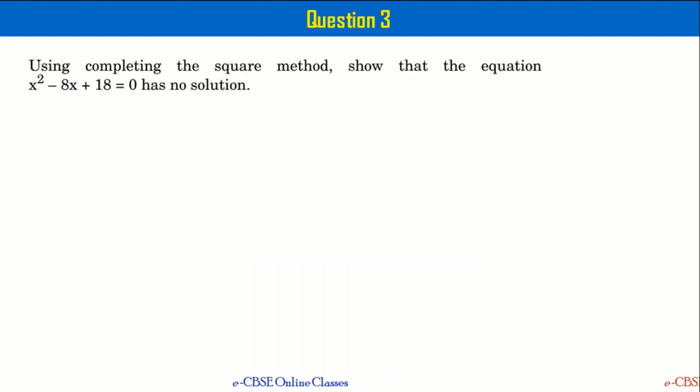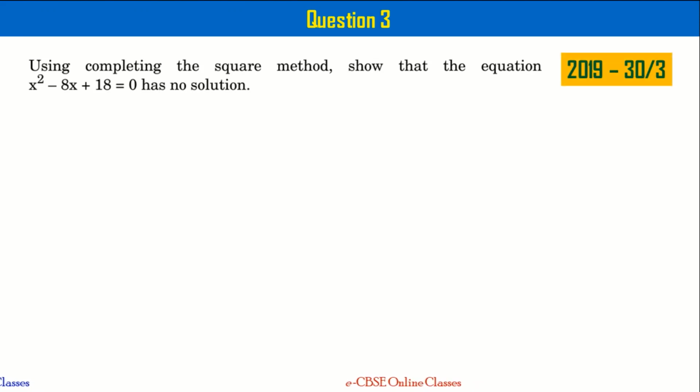That is, using the completing the square method, show that the equation x squared minus 8x plus 18 equal to 0 has no solution. Before attempting this problem, I want you to quickly take a look at what the completing the square method is.